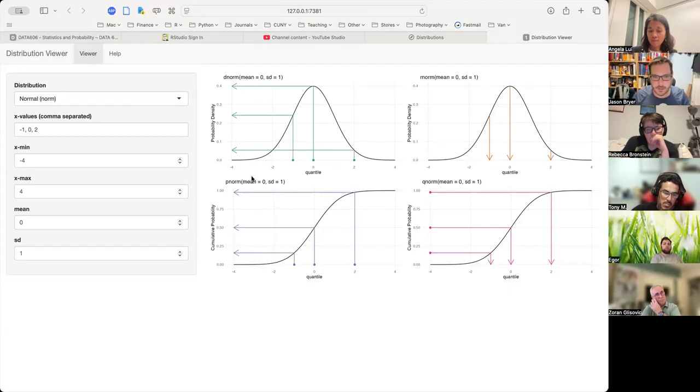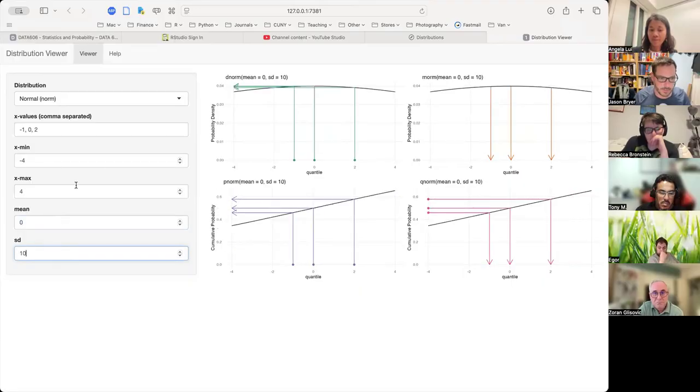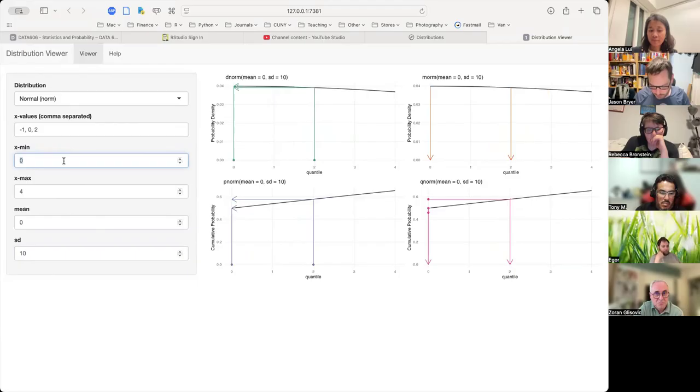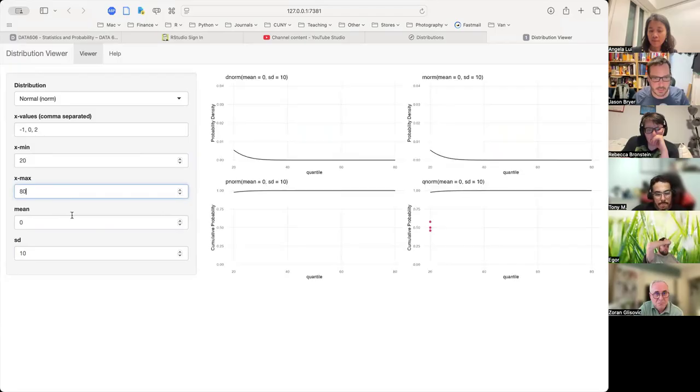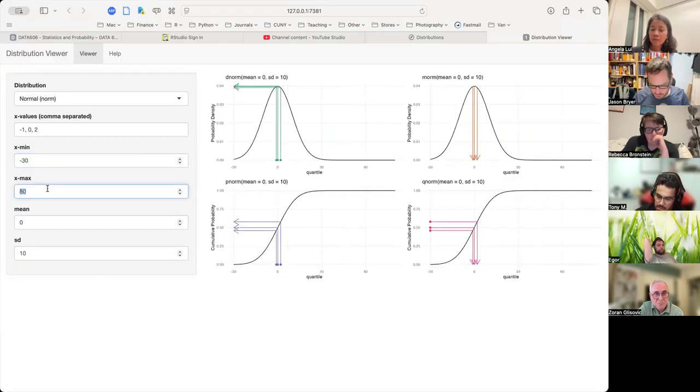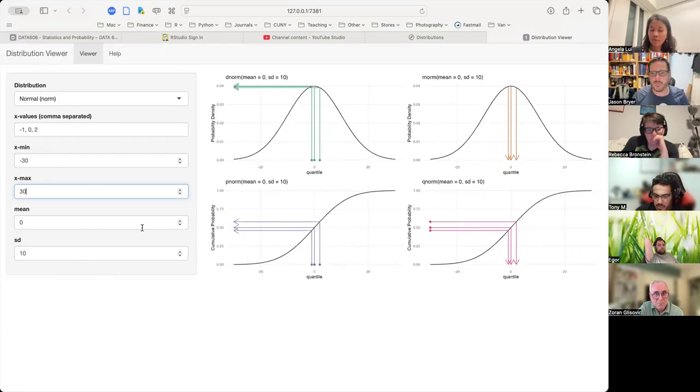But let's start here. When you pick a distribution, you can give it a mean and a standard deviation. So if I want to change this, I could say 0 and 10, which is kind of close to what we have, but then my x min and x max. So let me do, no, 0 wouldn't be good. Let's say 20 to 80. I think that should be good. Nope, that's really bad because the mean is 0. I should say minus 30 to 30. There we go. All right.